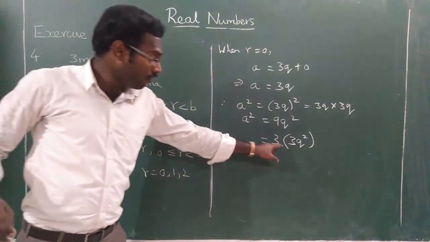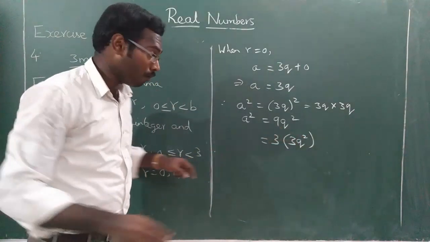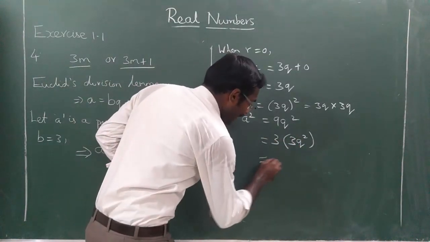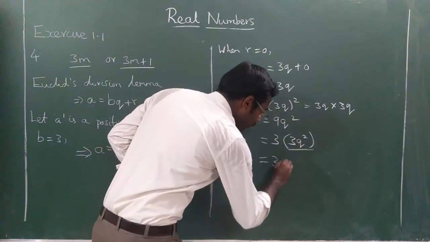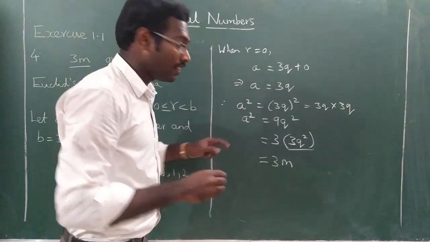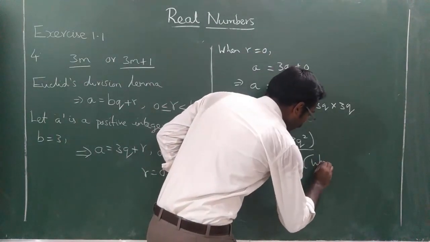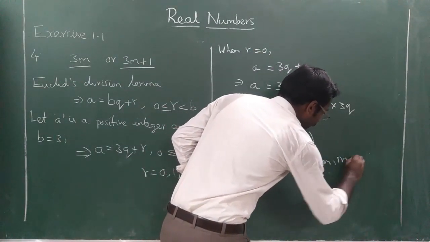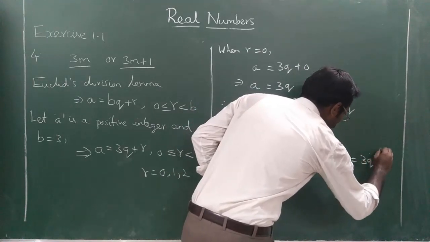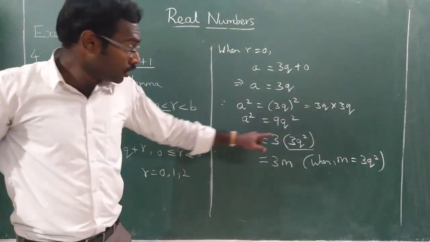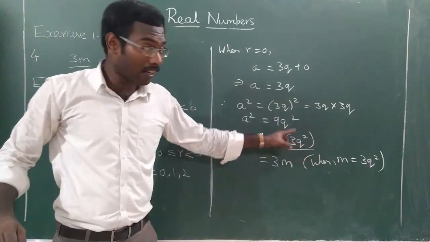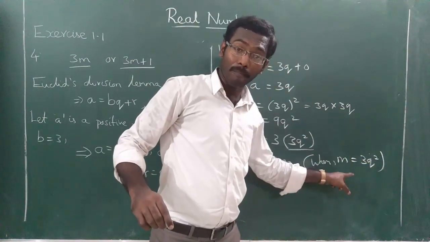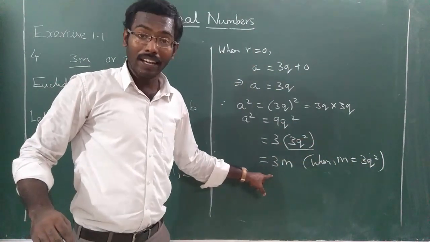Now listen, it should be either of the form 3m or 3m plus 1. So if you want to convert, bring it into 3m form. You can take it as that is equal to 3m. When will it be 3m? When m is equal to 3q square. Understood or not? I have taken this whole term 3q square as m.